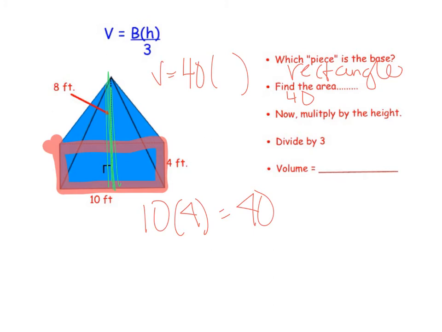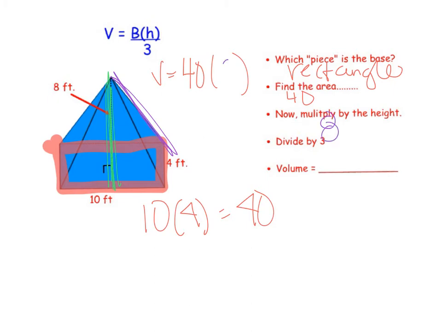I don't want to get that confused with something else called the slant height. The slant height is found on the side here. This is the slant height. I do not want to use that. I want to use the height from the top of the pyramid where all of the faces meet down to the very bottom of the base. So in this diagram, my height is considered to be 8 feet.